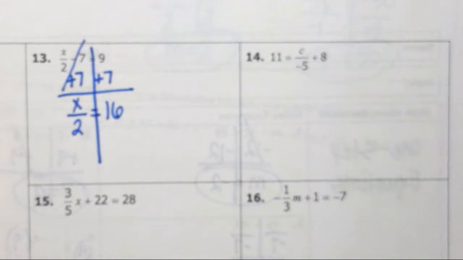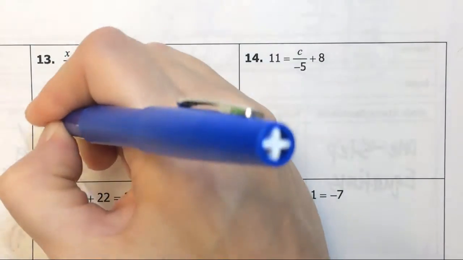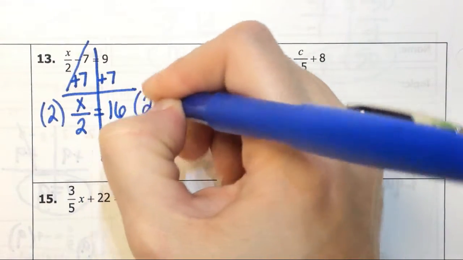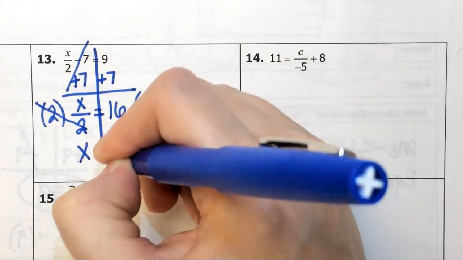So now, how do I get rid of that 2? Multiply by 2. Good. And these cancel. I have x is equal to 32.